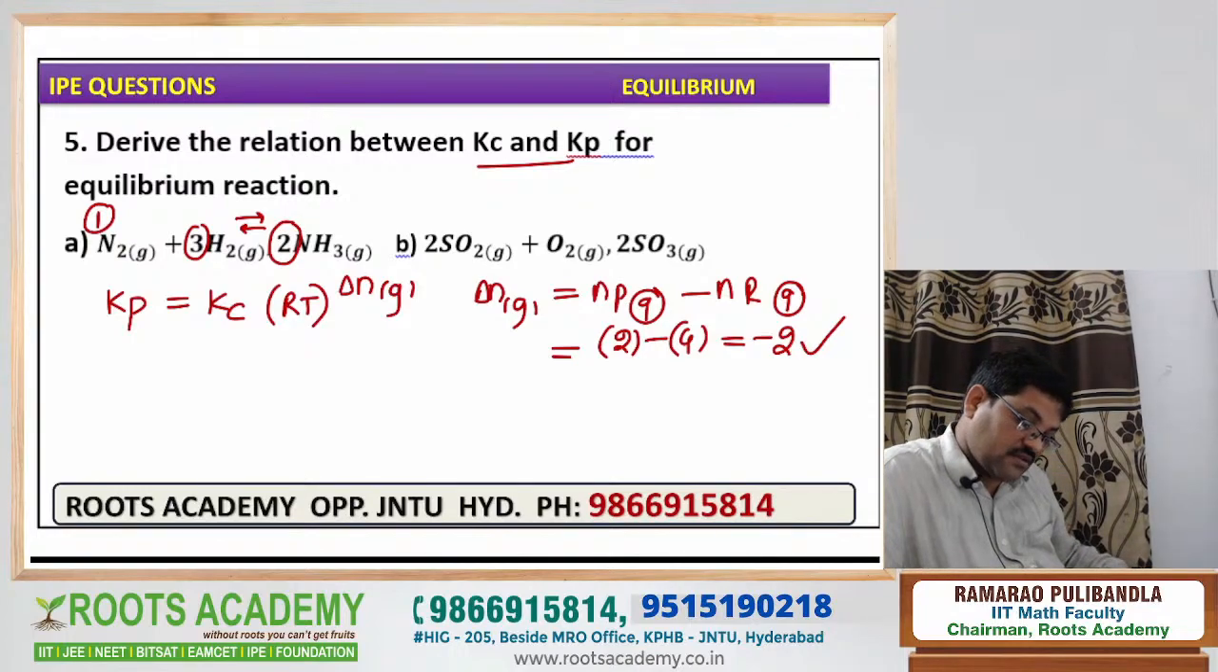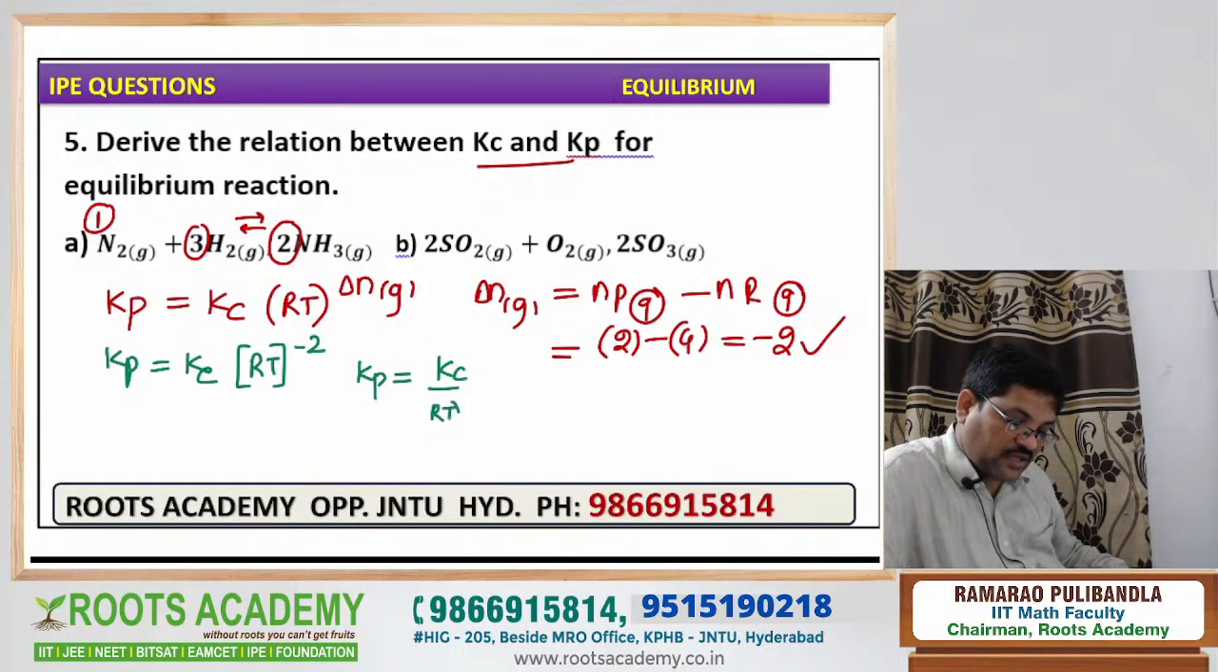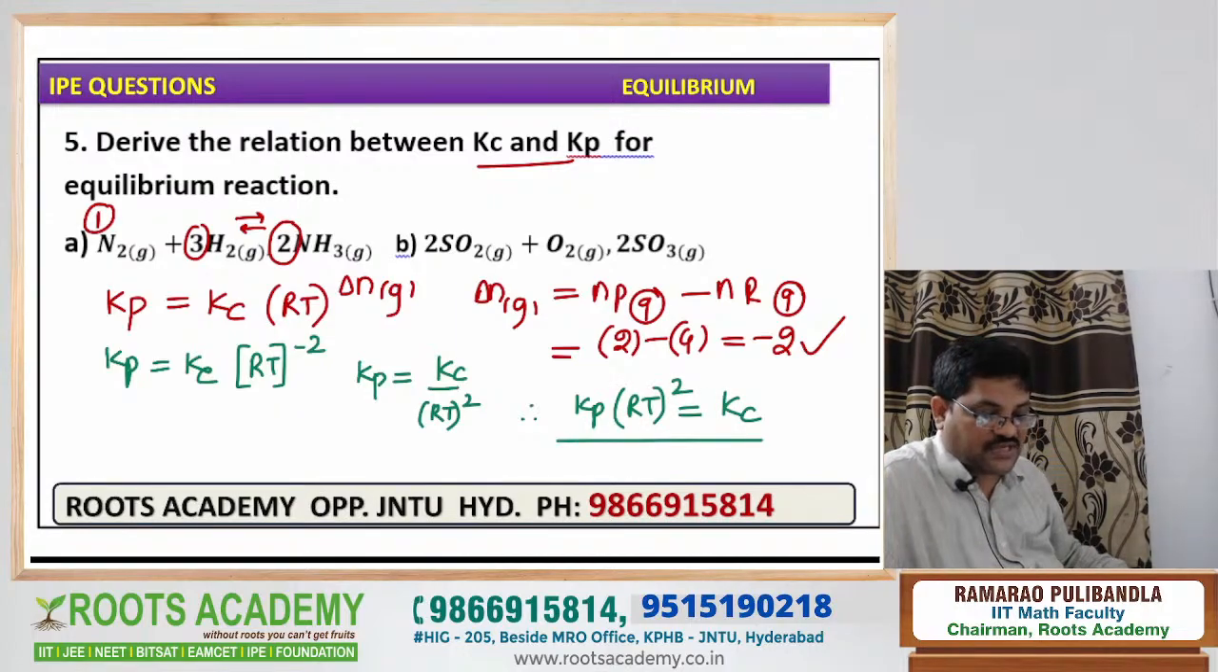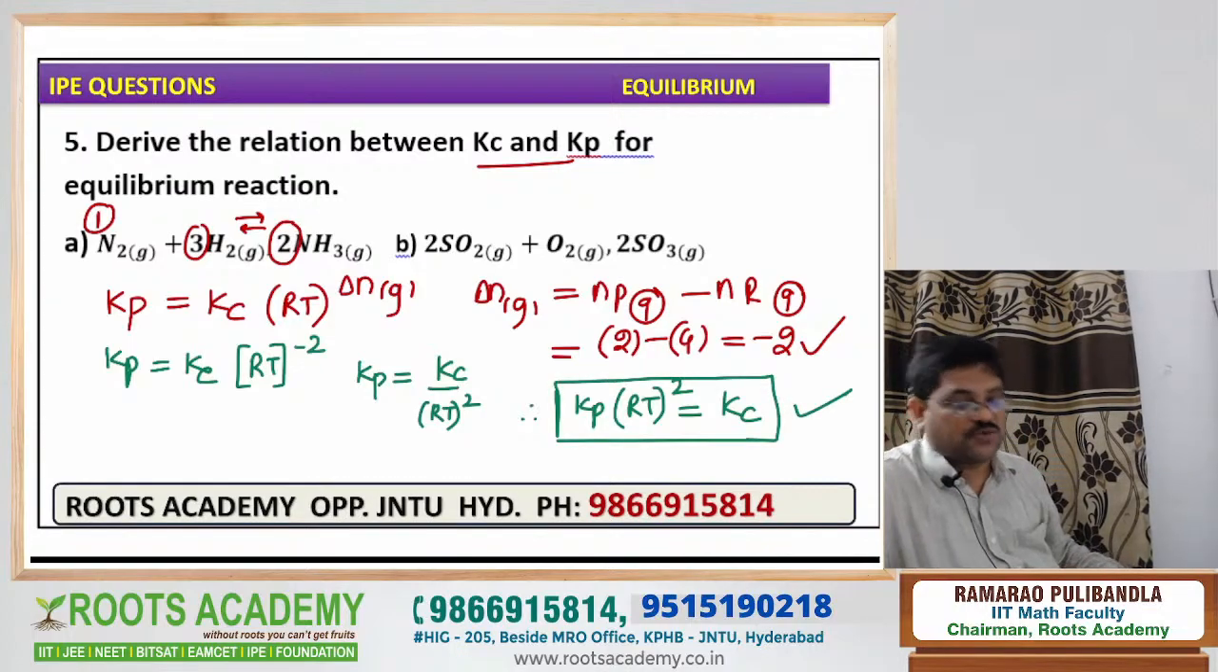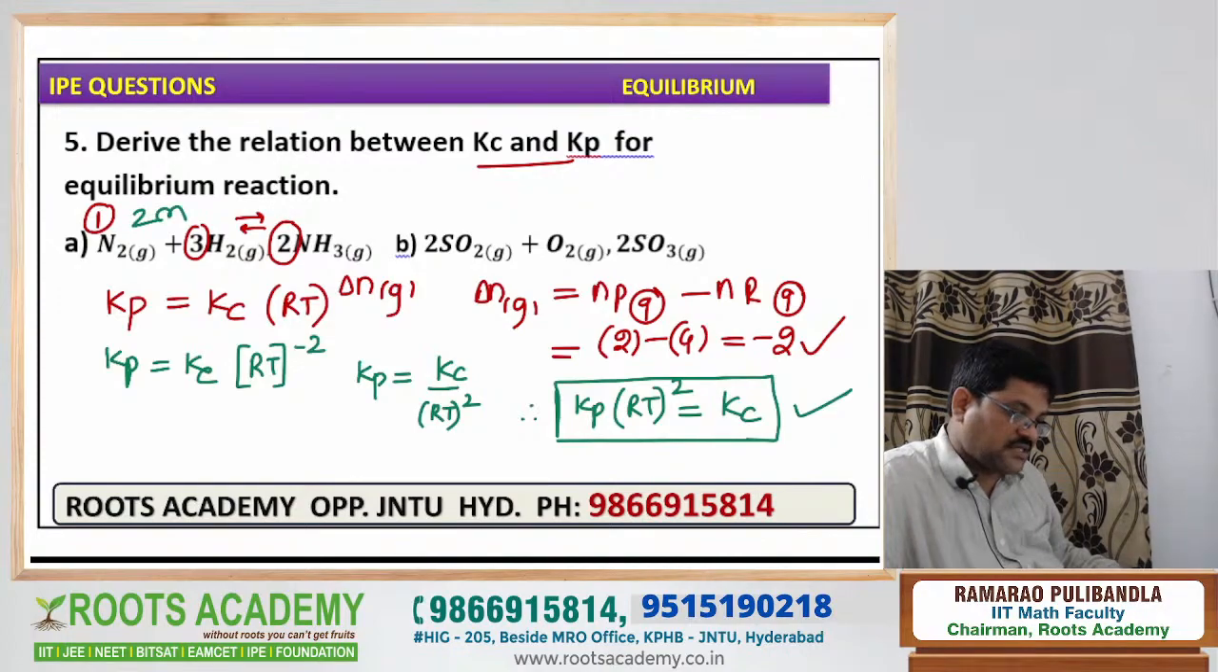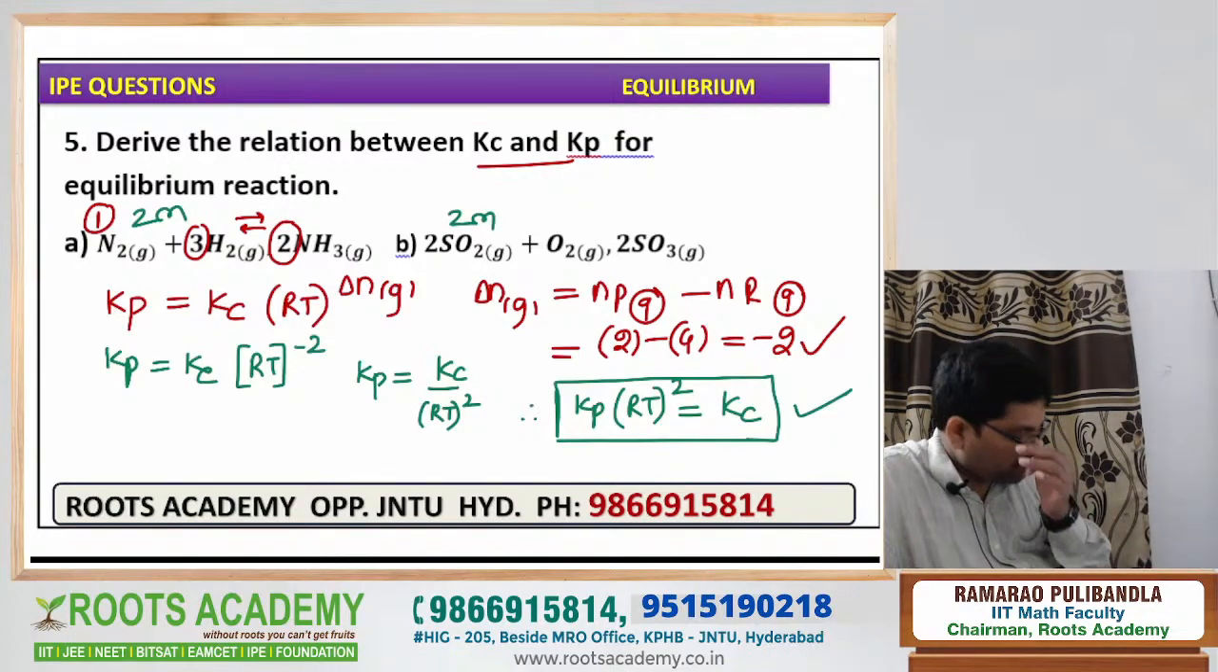Understood what I am saying? Therefore, Kp is equal to Kc RT whole power minus 2. From that, Kp is equal to Kc by RT square. Therefore, Kp into RT square is equal to Kc. This is an important 2 marks question. So this is for 2 marks and this is for 2 marks. 2 plus 2 is a 4 marks question.